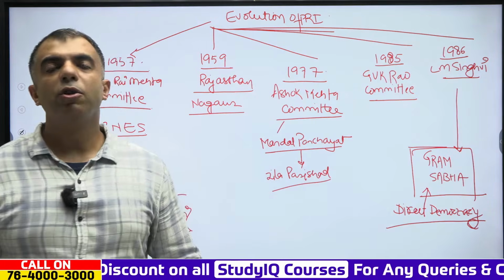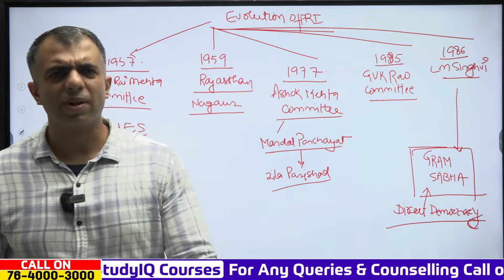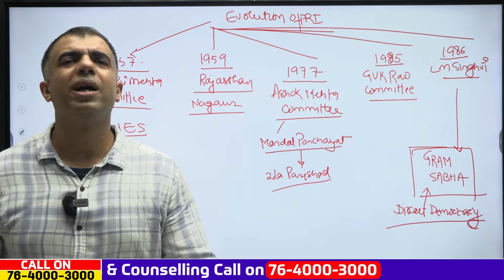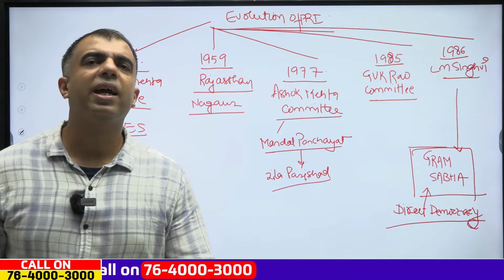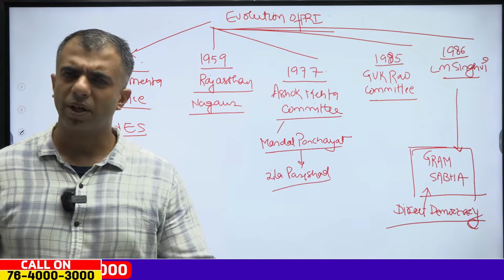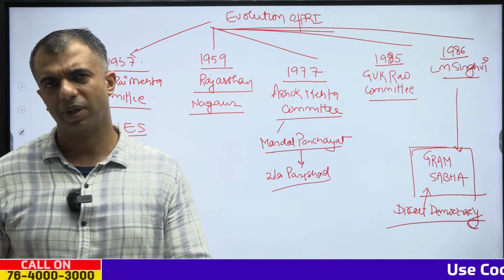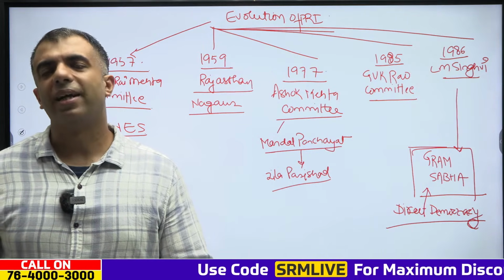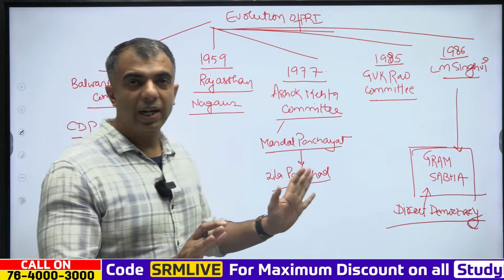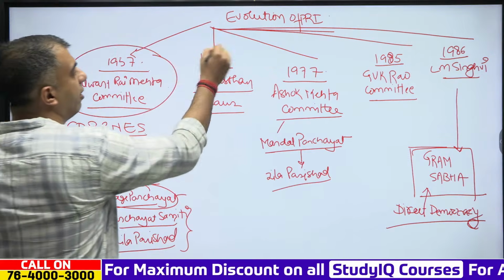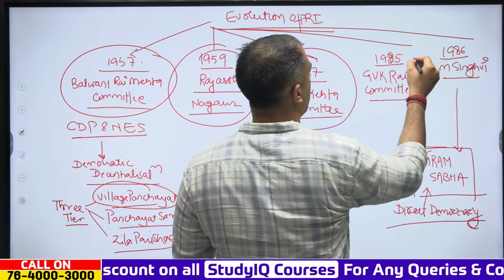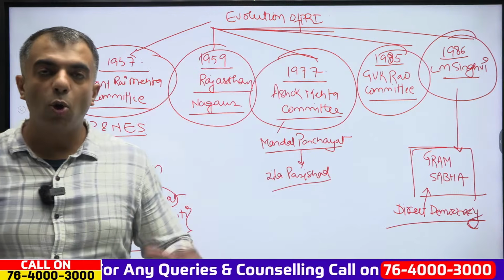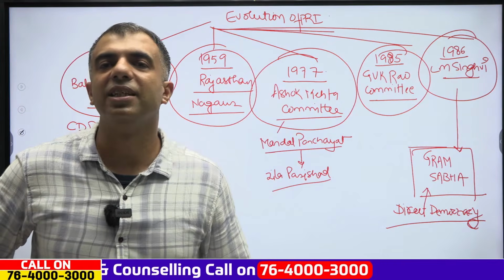Even after the LM Singhvi committee, various other committees were made. It was followed by a subcommittee, also called the Thungan committee. Then we had the Gadgil committee in 1988, basically a committee on policy and reforms. After the Gadgil committee, we finally saw the constitutionalization of the Panchayati Raj institutions. These are essentially the four pillars that led to the constitutionalization of Panchayati Raj institutions in the country.